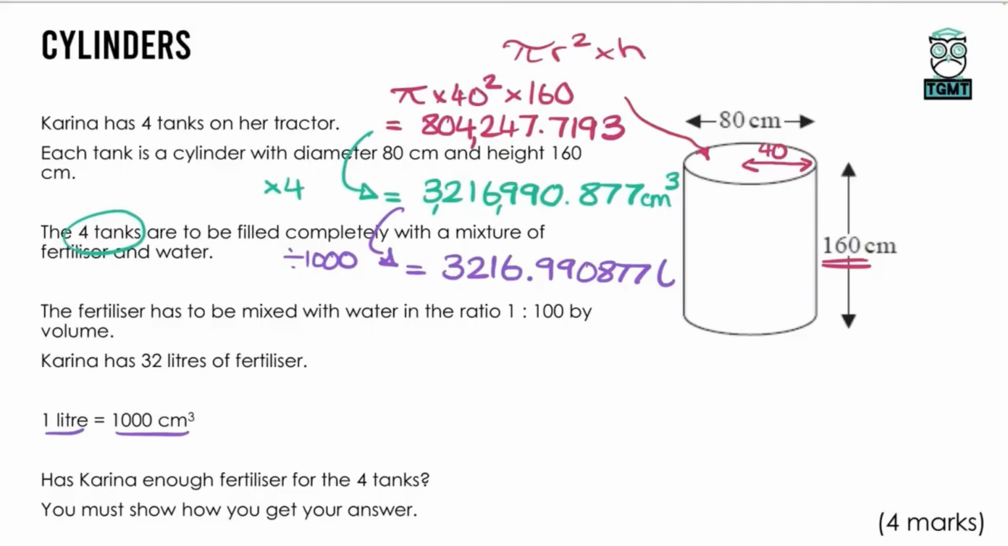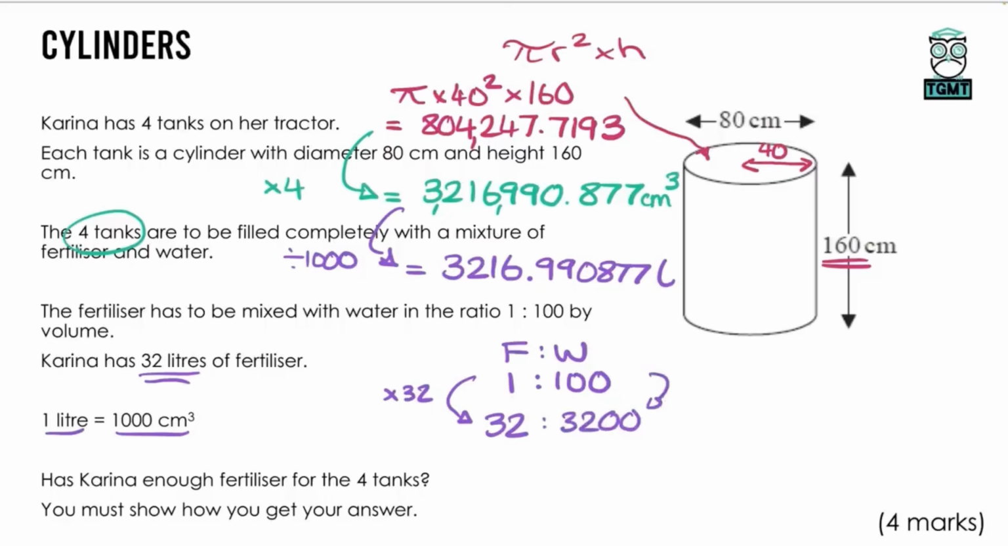So the fertiliser is to be mixed with water in the ratio 1 to 100. So the fertiliser to the water is 1 to 100. Karina has 32 litres of fertiliser. So she has 32 litres, so we need to multiply by 32, which means we're going to have 3,200 litres of water. And the total there, if we add those two together, is 3,232 litres.